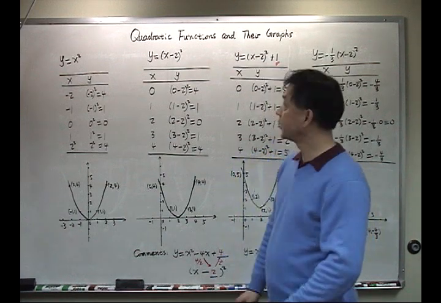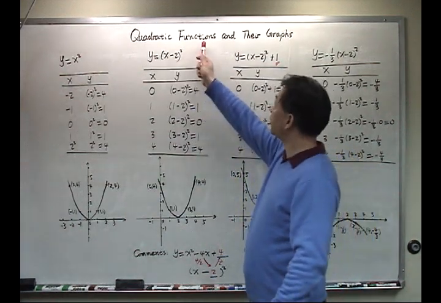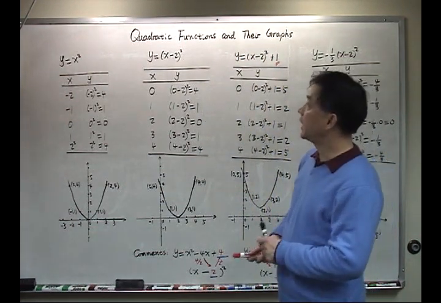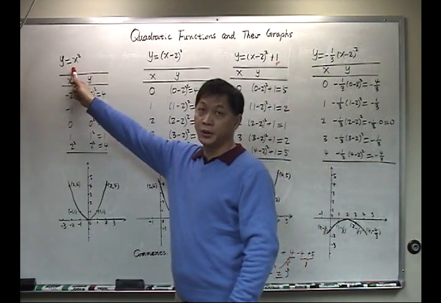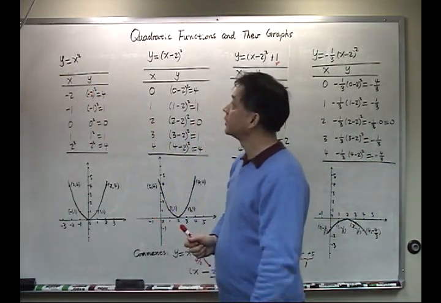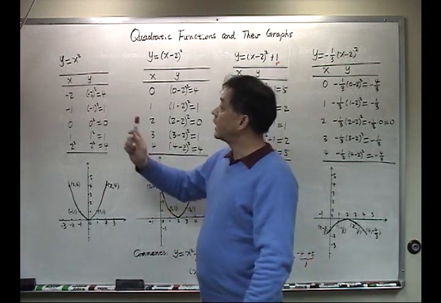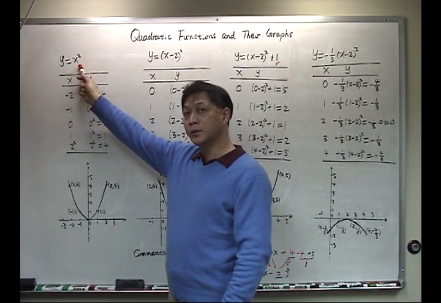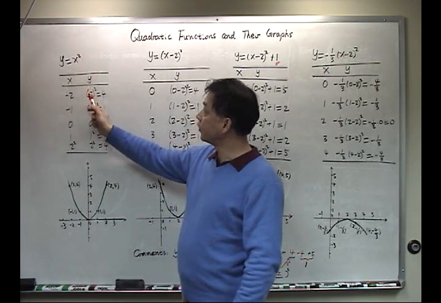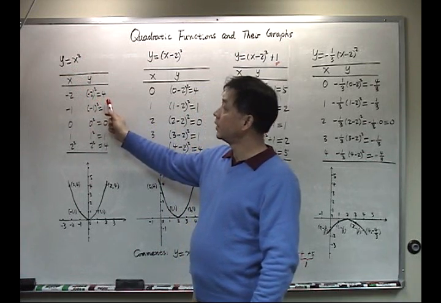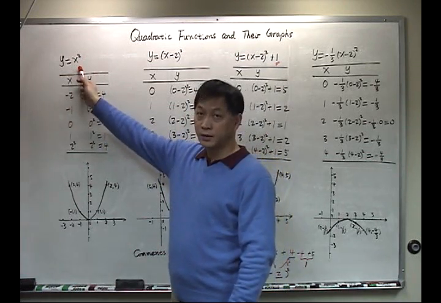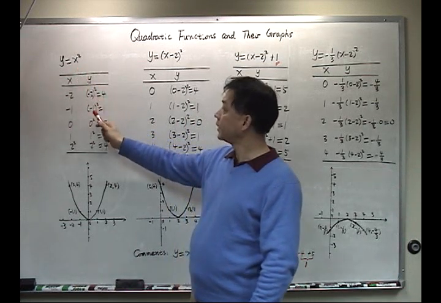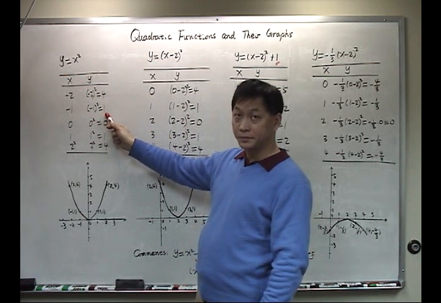In this lecture, we will talk about quadratic functions and their graphs. Let's look at the first example, y equals x squared. If we let x be negative 2, you plug in here. X is negative 2. Negative 2 squared is 4. You plug in negative 1 here. Negative 1 squared, which is negative 1 times negative 1, gives us positive 1.